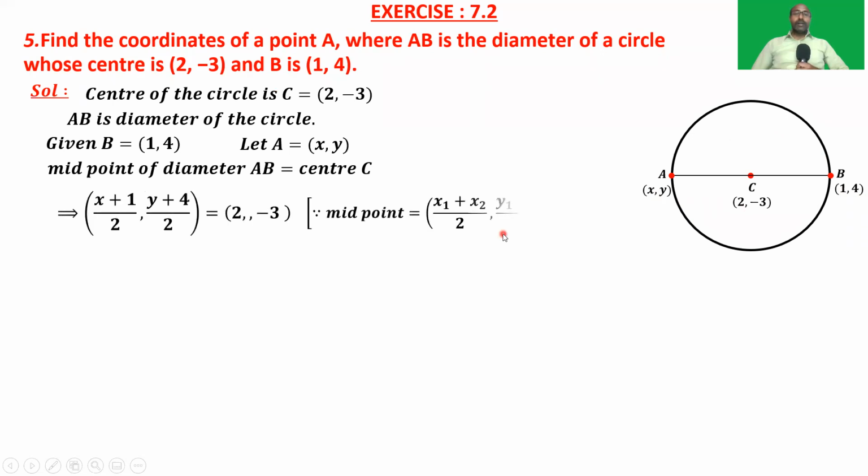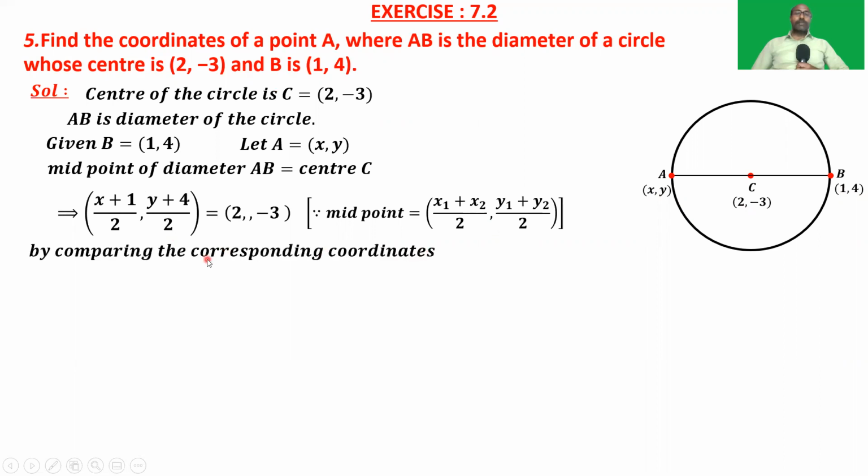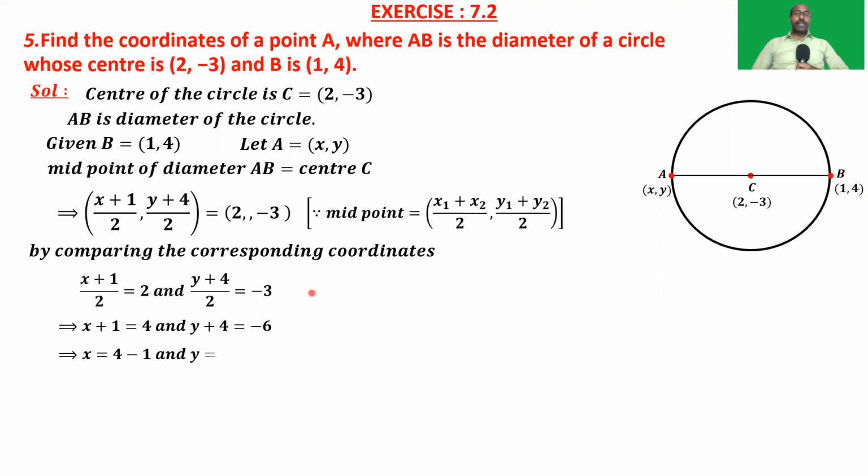Now comparing the corresponding coordinates, we get (x plus 1) by 2 is equal to 2 and (y plus 4) by 2 is equal to minus 3. From this, x plus 1 is equal to 4, y plus 4 is equal to minus 6. So we get x equal to 3 and y equal to minus 10. Therefore, the coordinates of A are (3, minus 10). So, next problem.